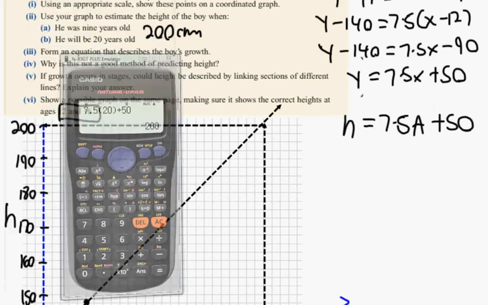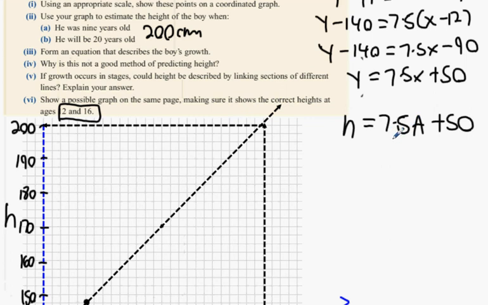Oh, so this equation actually tells us everything. This equation gives us every height for every age, just by inputting in. Done. Why is this not a good method of predicting heights? You're not going to keep growing in your 30s, are you? You're going to slow down growing. And what Heyman said is you're not guaranteed to go up the same amount every year.